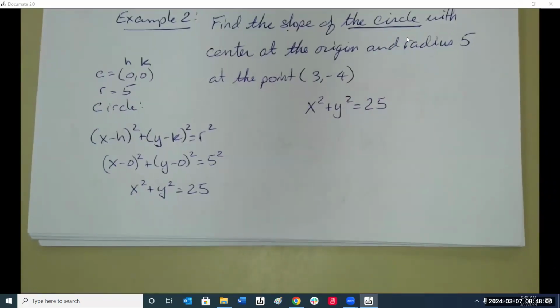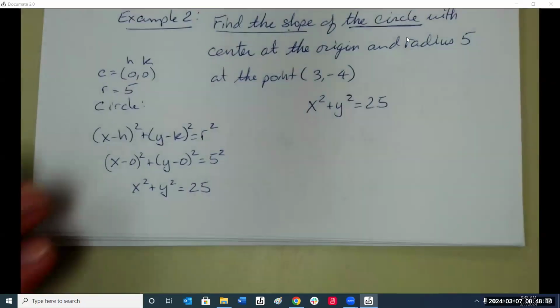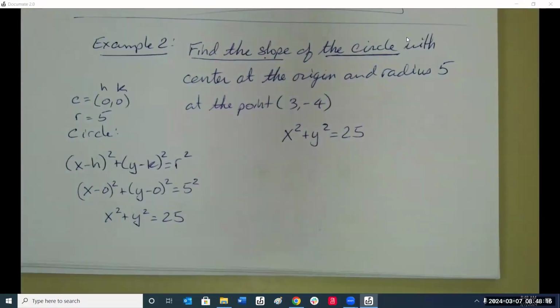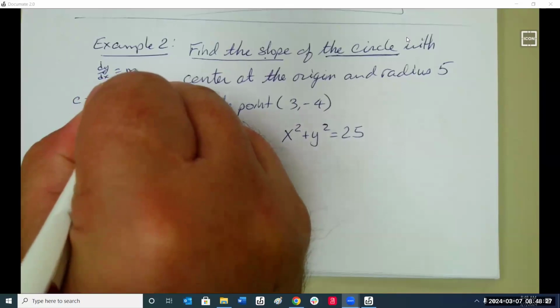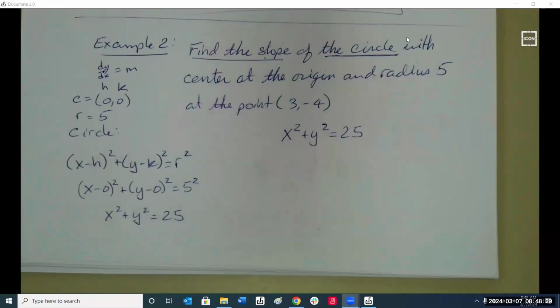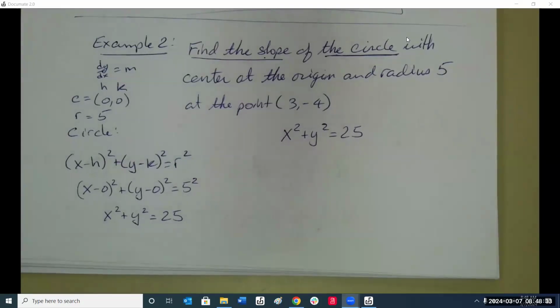We still haven't found the answer to the question. What is the question looking for? Find the slope. How do we find the slope? Because dy/dx is equal to the slope. So we have to use implicit differentiation. Actually, we can do it two ways.